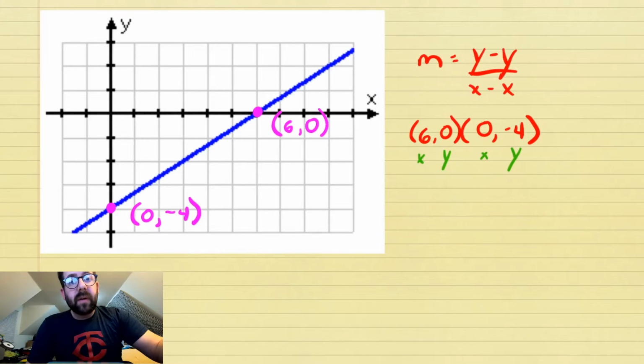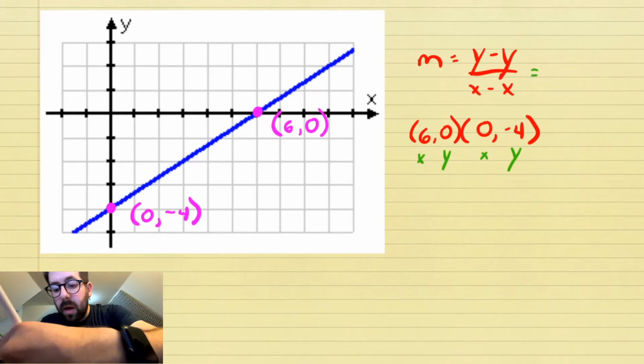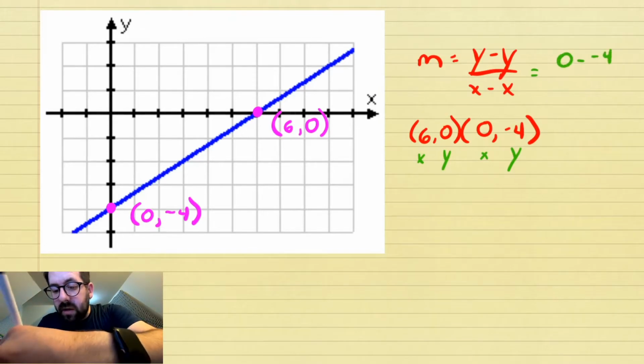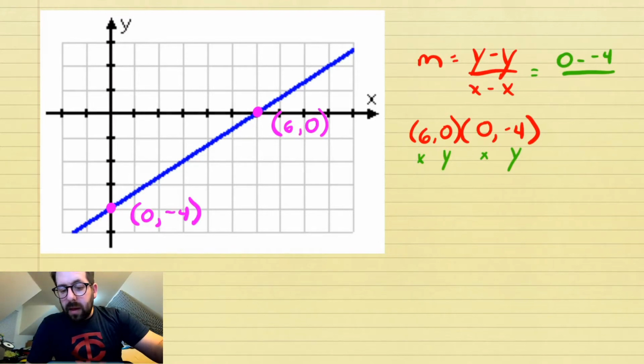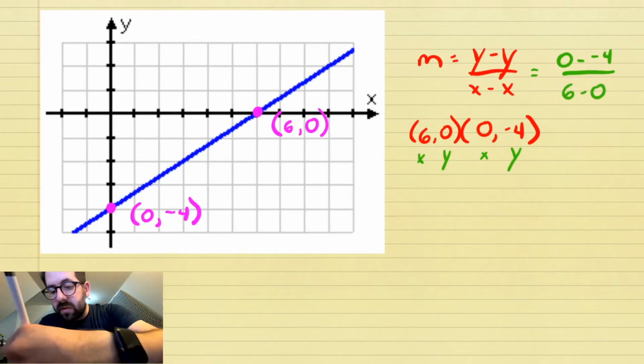So now that I identified where my x's and my y's are, I can take these numbers and plug them into the formula. So my y numbers are 0 and the -4, and yes, I always have to subtract those 2 numbers, so I'm going to subtract the -4. And then my x's on the bottom are the 6 and 0, 6 minus 0.